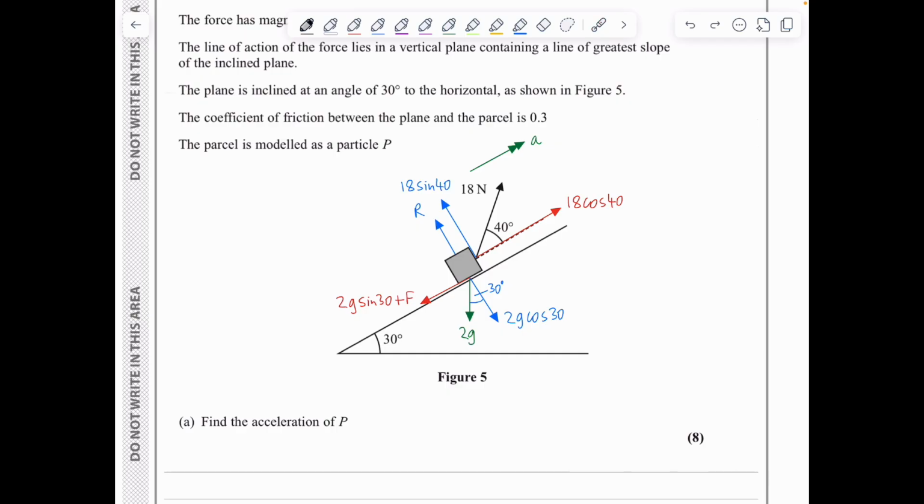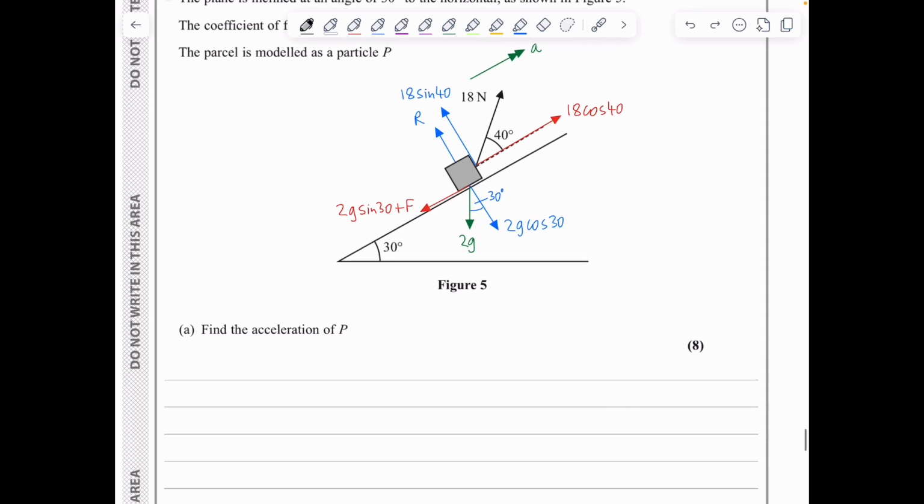Now to proceed and find the acceleration, let's consider that the forces acting perpendicular to the plane should be balancing out. So we've got 18 sine 40 plus the reaction force R being equal to 2g cos 30. So this means that the reaction R is equal to 2g cos 30 minus 18 sine 40. We also have that the friction has attained its maximum value, so F is equal to F max, which is equal to mu R. Well, mu has been given to be 0.3, so F is 0.3 R.